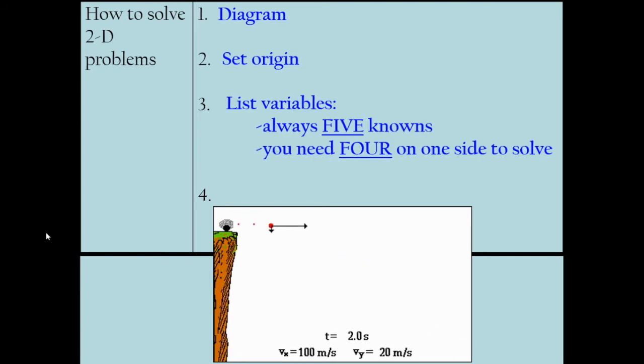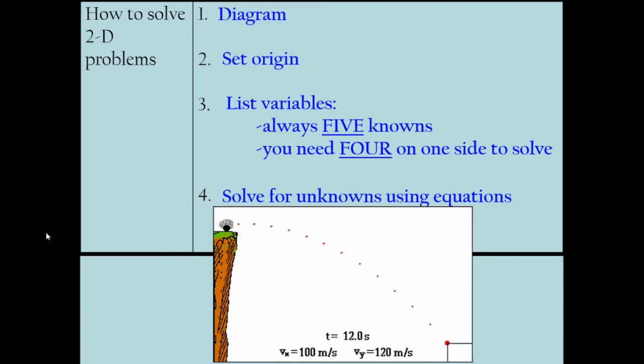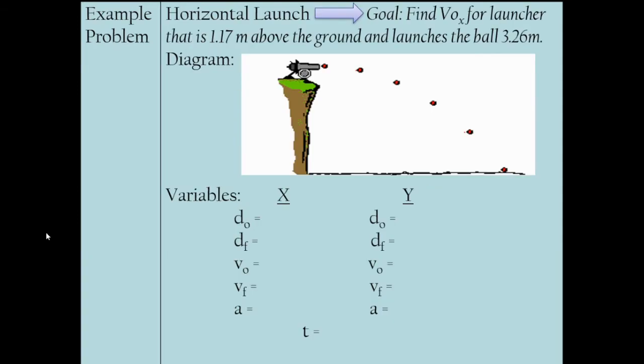After we've set our origin, we can go ahead and list our variables. When dealing with these 2D horizontal problems, we should always have at least 5 known variables. And then once we've listed our 5 known variables, we should have somewhere around 4. We should remember though that anytime we're trying to solve a kinematic problem, we need at least 4 variables on either our X or the Y side to solve for the remaining unknown variables. Lastly, it's a kinematics problem, so that means that we have to solve for any unknown variables that we have using our equations. Let's take a look at our first example here.